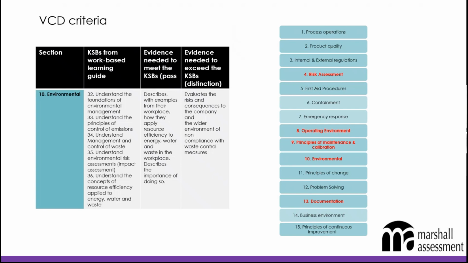Understand the concepts of resource efficiency applied to energy, water and waste. How do you maintain good working practices to reduce effectively your carbon footprint? So you can see the evidence that you need to pass. You need to be able to have examples from your workplace. How do they apply to resource and efficiency? How do they apply to environmental management and reducing your impact on that as an organisation? What do you do? What does the organisation do?